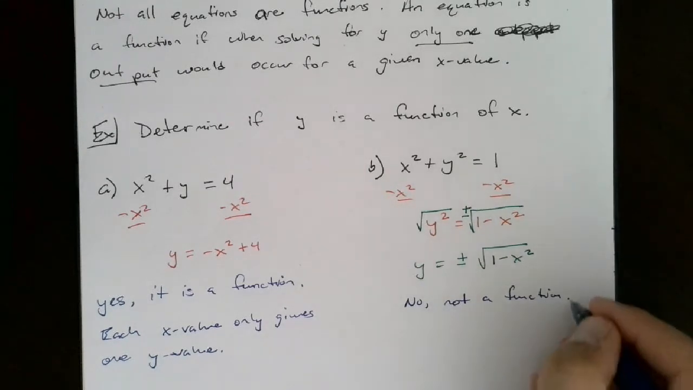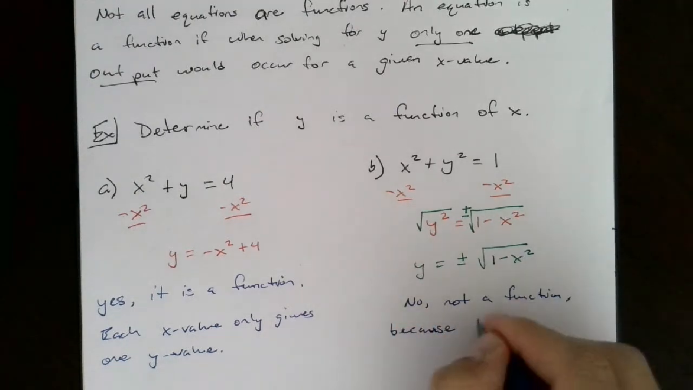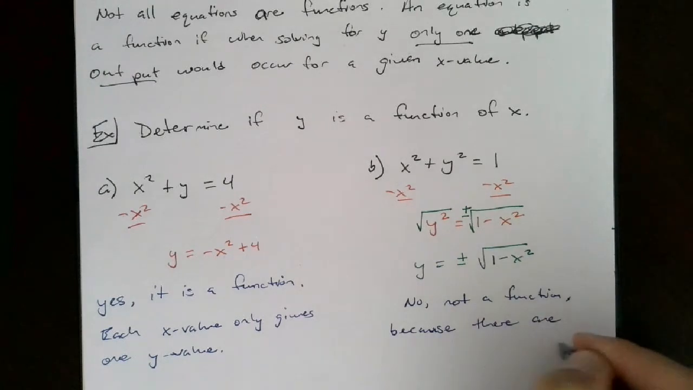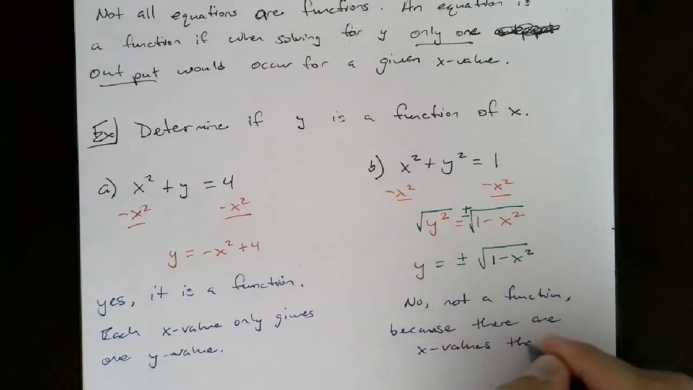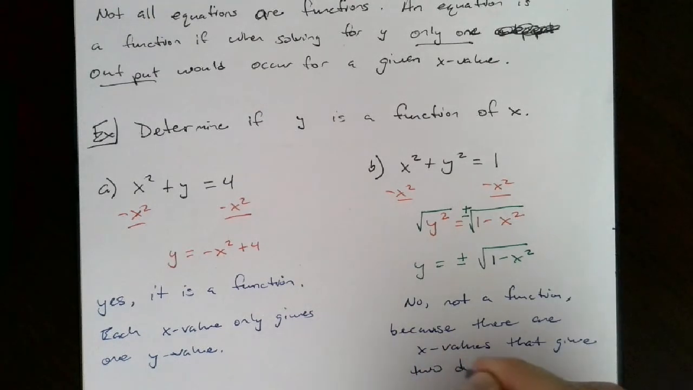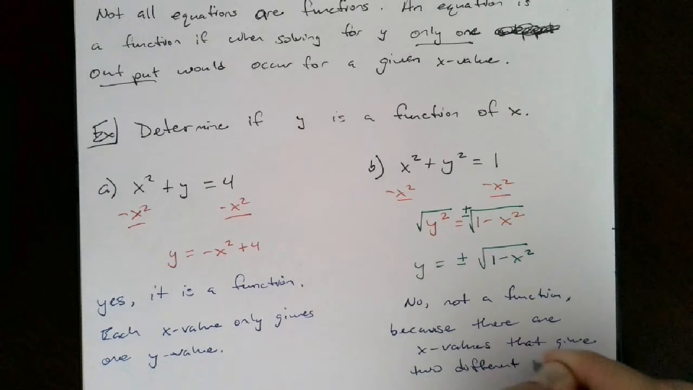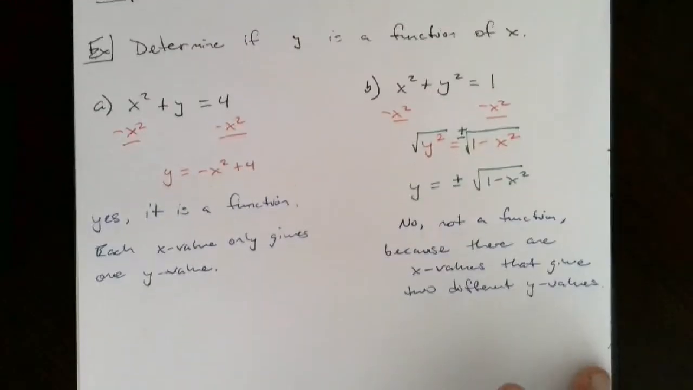And the reason is because there are x values that give two different y values. Remember, each x has to have its own y value to be a function. So if it doesn't in this case, then it's not a function. The plus or minus is really what's tipping you off to that.